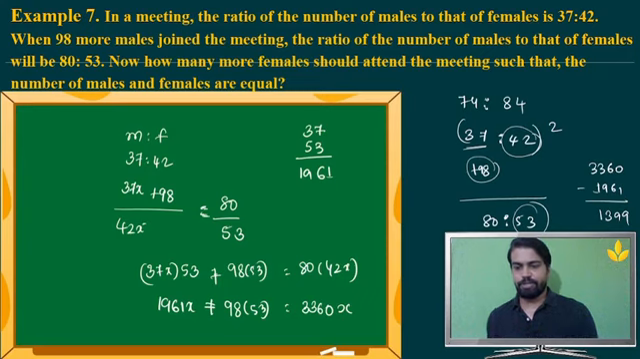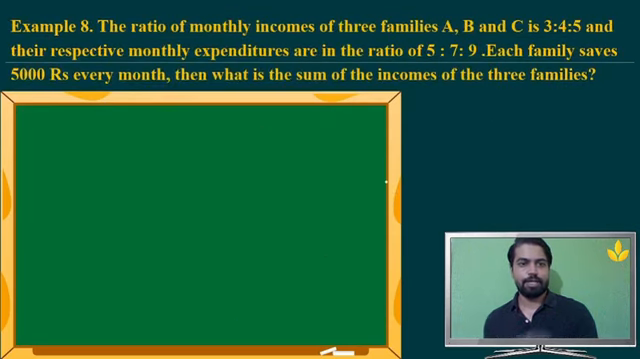So the number of females we have to find out. So this is going to be a fraction. So let's skip this question. If there are options, we can go from the options itself. This is taking a lot of time. So let's go to the last question.